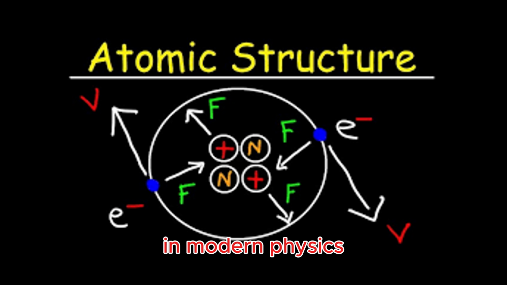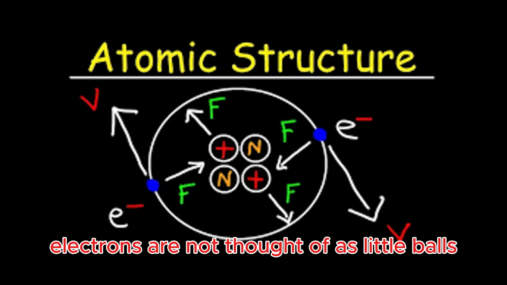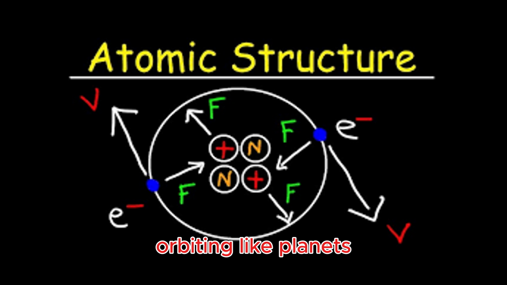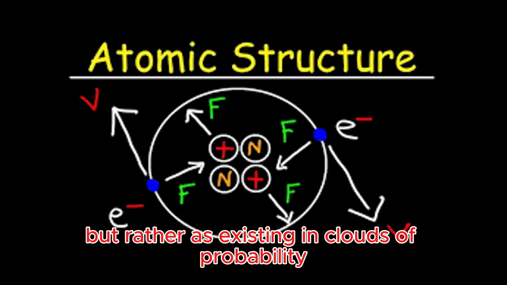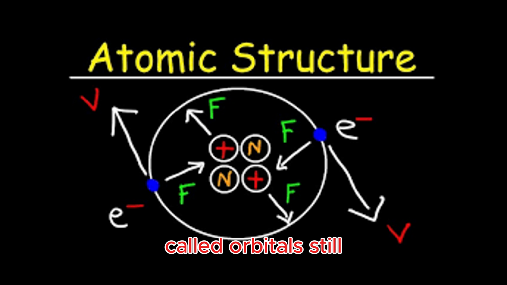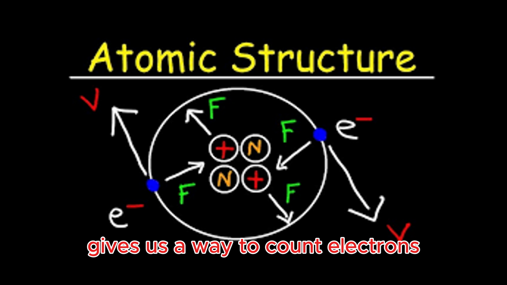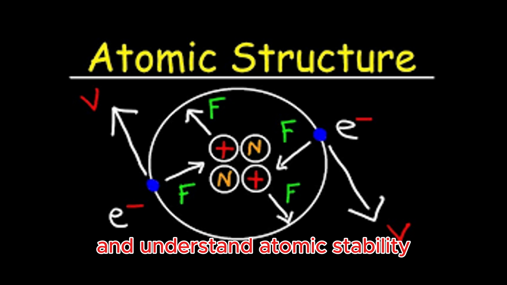In modern physics, electrons are not thought of as little balls orbiting like planets, but rather as existing in clouds of probability called orbitals. Still, the circular orbit model gives us a way to count electrons and understand atomic stability.